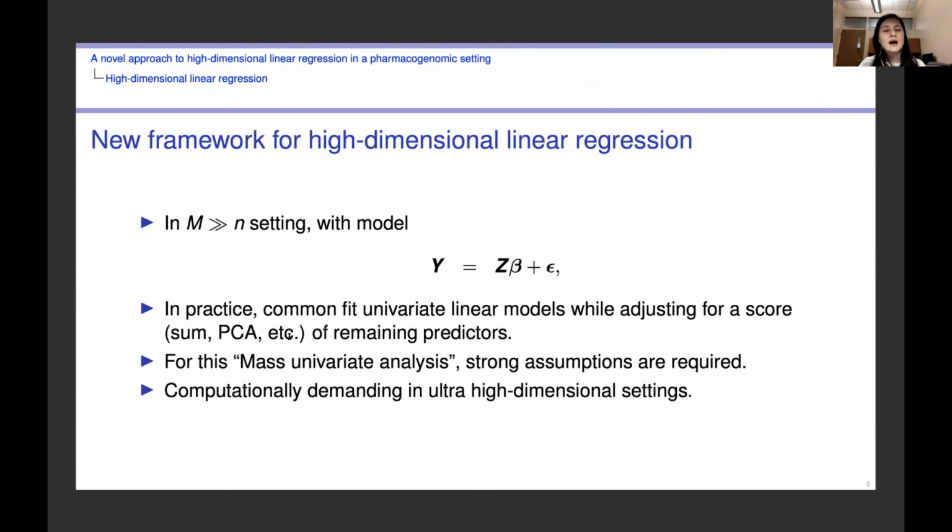Another thing that's often being done in the predictor much larger than observation setting is to fit many univariate linear models. And by doing that, you're solving the inference piece. However, you need to be adjusting for a score of some kind of the remaining predictors, and that brings its own challenges. You need really strong assumptions to hold to avoid bias. And this is also computationally demanding.